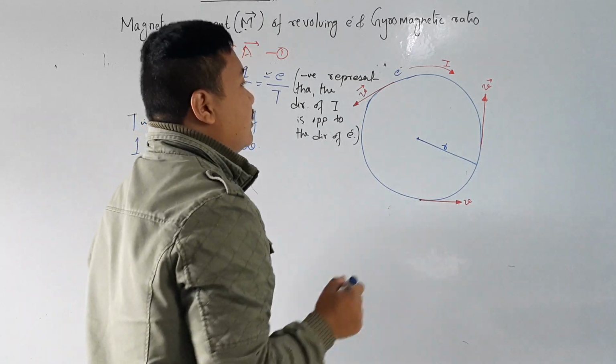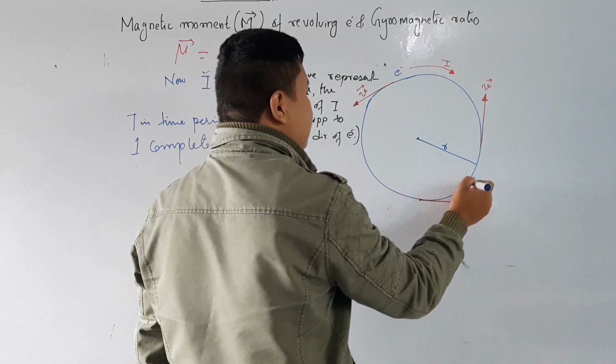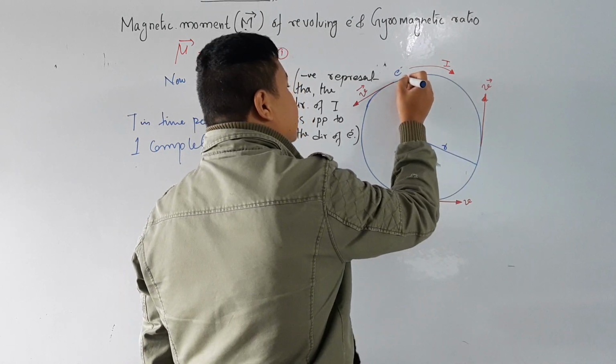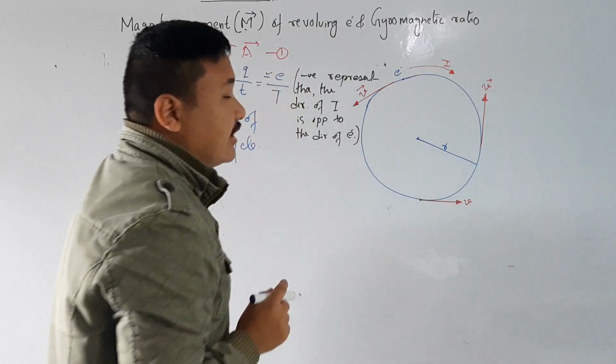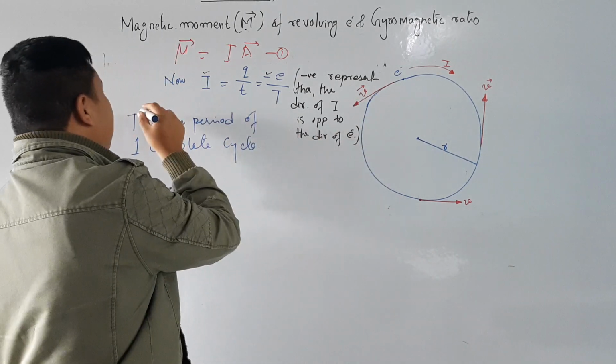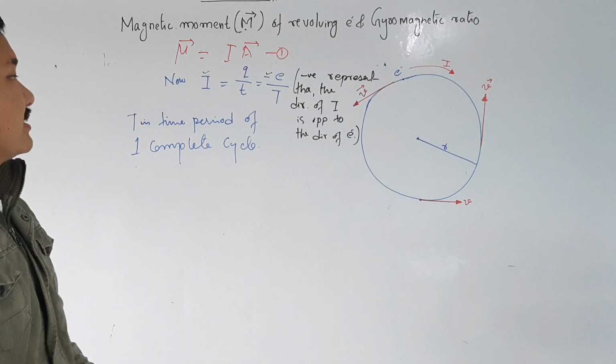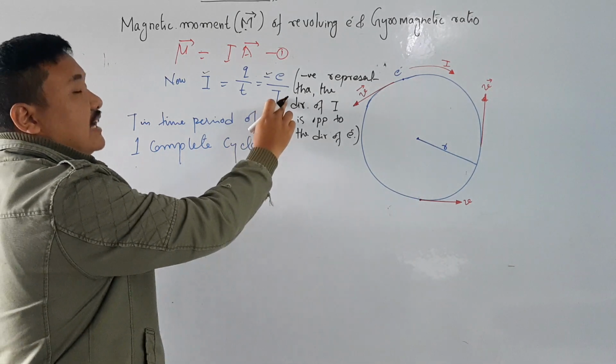So from this point it started traveling, it is moving, and it reached here, the same point. Then how much time will this electron take? That is my T, the time period for one complete cycle. Now I have to find the time period.